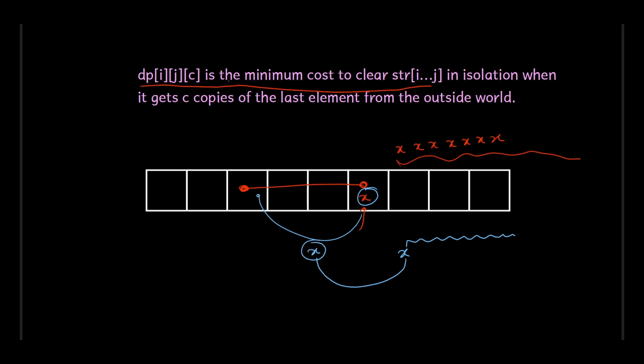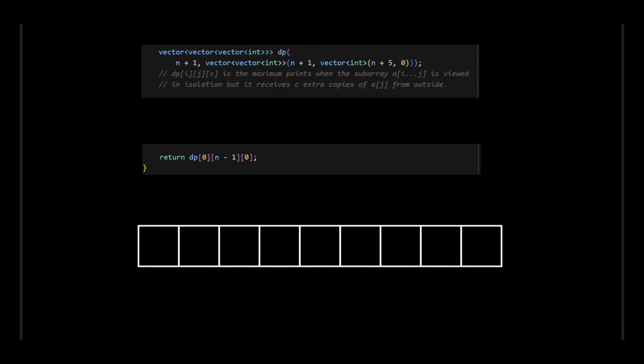So DP of IJC is the minimum cost to clear this string in isolation when you are receiving C copies of the last element from the outside world. So now let's look at the implementation for this. You now maintain a 3D DP instead of 2D DP. And again, the definition is the same: DP IJC is the maximum points or the minimum cost when you want to collapse the entire array I to J in isolation when you are receiving C copies.